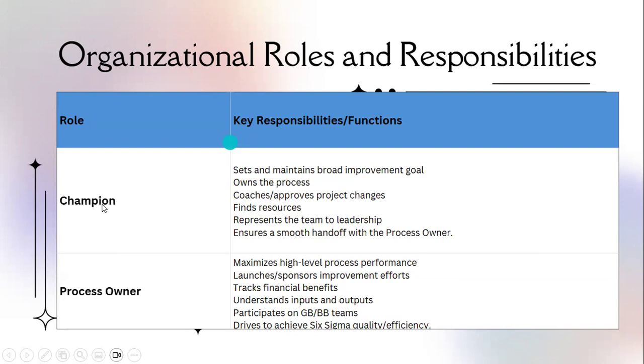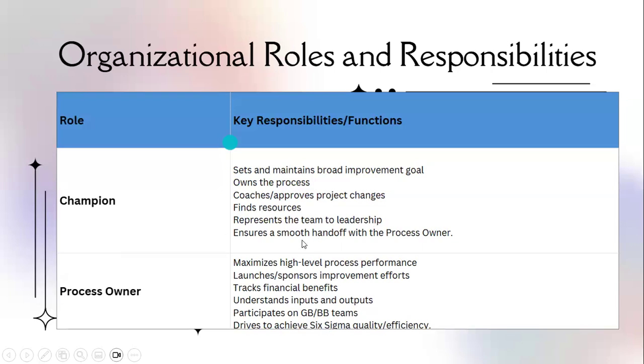And champion, as I told you, is mainly who is going to fund it, right? Coaches approve the project changes. Say, for example, the MBB will go and combine with champions and then finalize which project we can take. Say I have three different projects identified by the black belt. How do we identify which project is a priority, based on what is the advantage, what is the outcome, right? If it is good, and I'm going to save a lot of money and a lot of optimization is going to happen, we will select that priority and move with that project. So the champion is the person who is going to finalize that and represent the team to the leadership. So he is a top person in the management and board members, right?